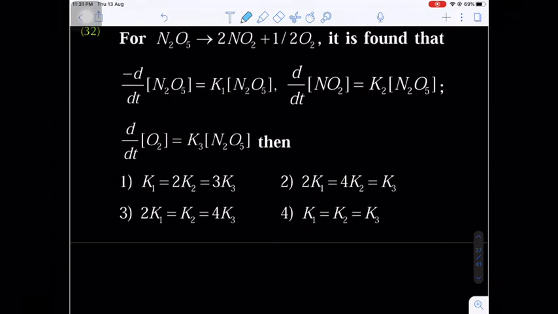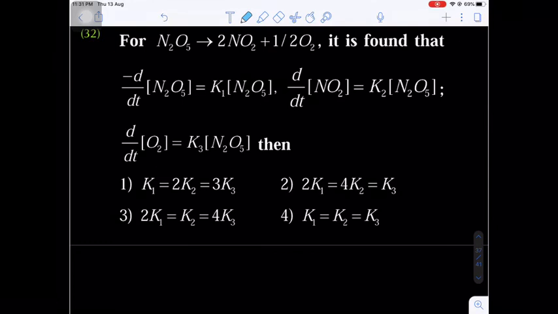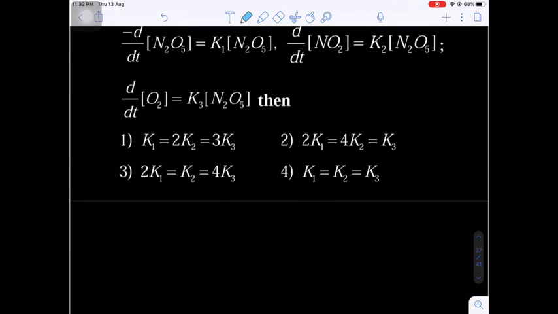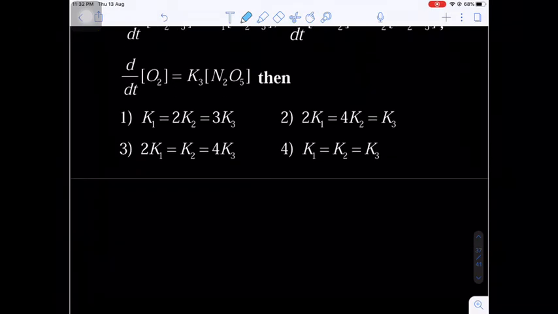Are you getting my point? Now come to question number 32. For N2O5 gives 2NO2 plus half O2, it is found that minus d by dt of N2O5 is K1 times of N2O5, d by dt of NO2 is K2 times of N2O5, d by dt of O2 is K3 times of N2O5. Then what is the relation between K1, K2 and K3? So this is also a very important question.